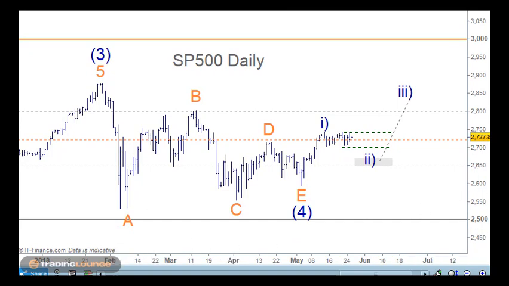So with the S&P, I can also get the triangle as well. So an A wave, a B wave, a C wave, a D wave, and an E wave. It counts nicely. And then we have 5 waves up here for wave 1.